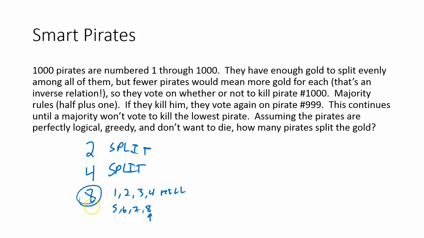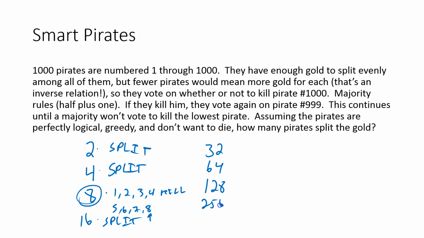Now let's think, okay, how many pirates can 8 pirates kill? Well, they could kill 7, right? So they could kill up to pirate number 15, but they couldn't kill number 16. So 16 is the next spot they would split the gold. Do you see a pattern happening here? We have 2, 4, 8, 16. So 16 would split the gold, 32, 64, 128. These are all powers of 2.